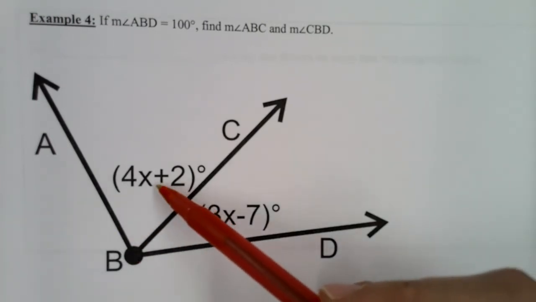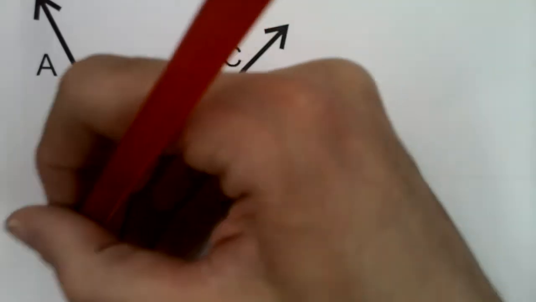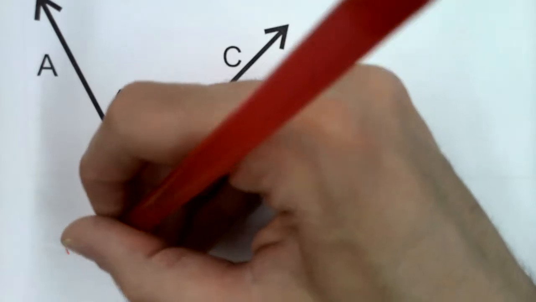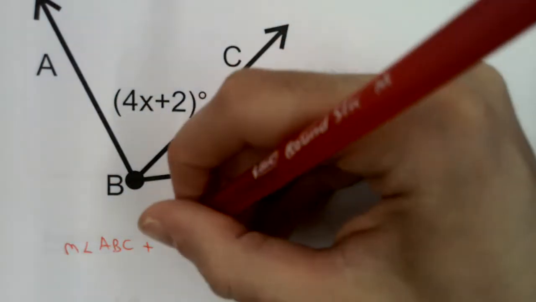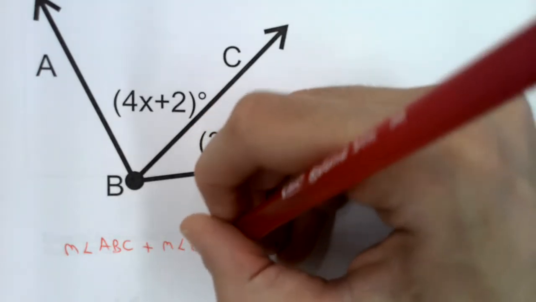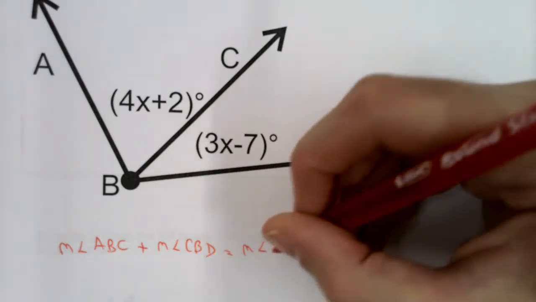So you're going to do 4x plus 2 plus 3x minus 7 equals 100. But just to show you what I'm doing, I'm really doing the measure of angle ABC, the small angle, plus the other small angle, CBD, equals the big angle, which is the measure of angle ABD.